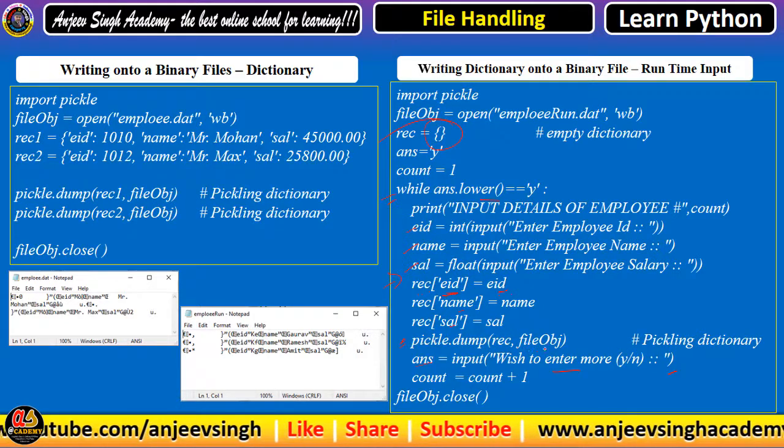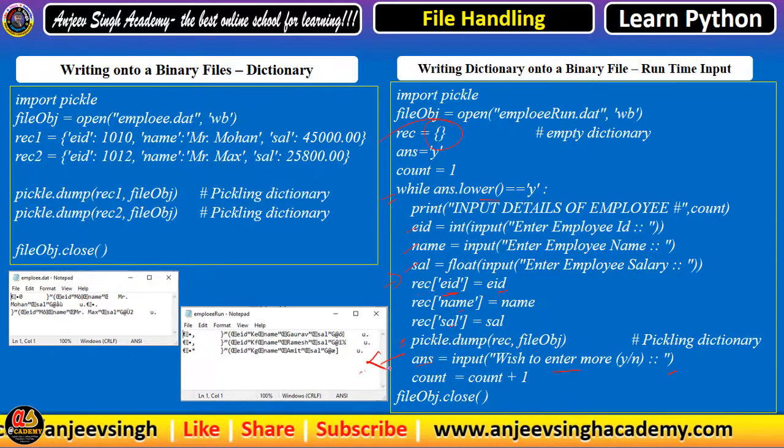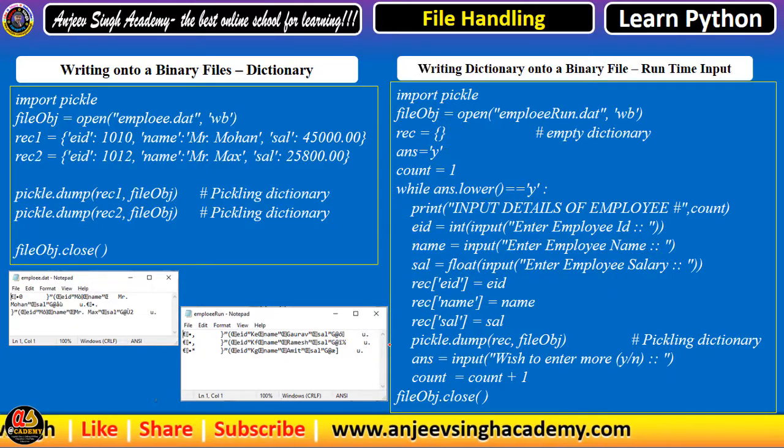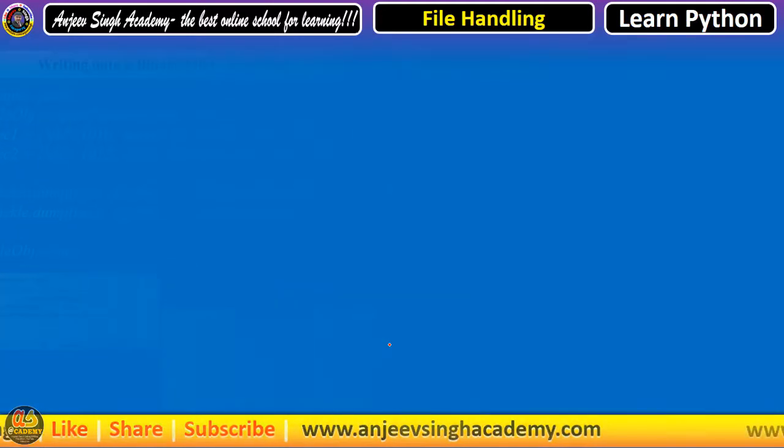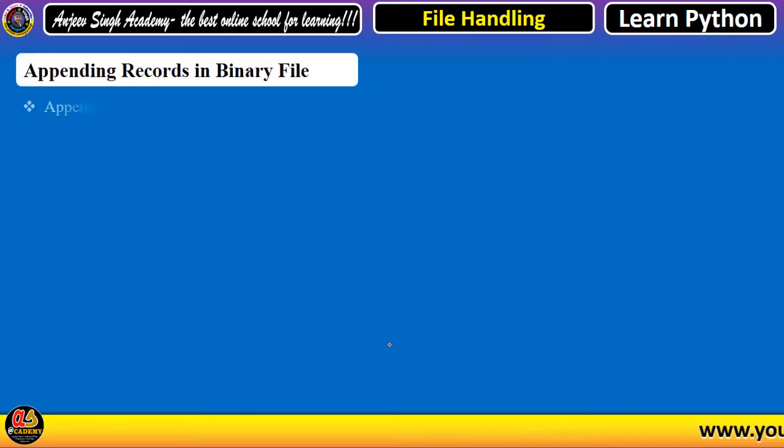So pickling record comma file object, and you can see this is the output of this program. This way you can enter the records and everything here. Now, appending records in a binary file.